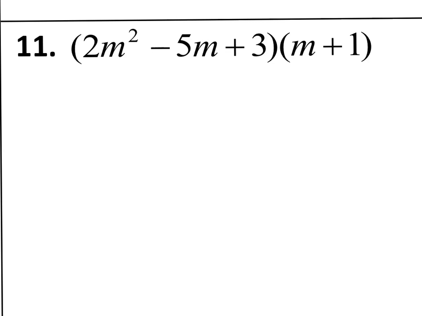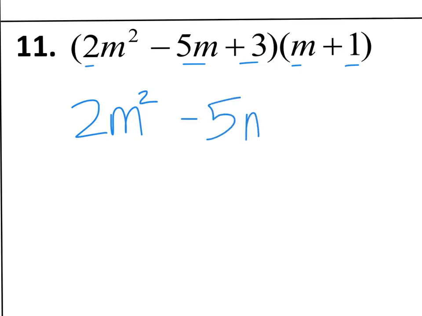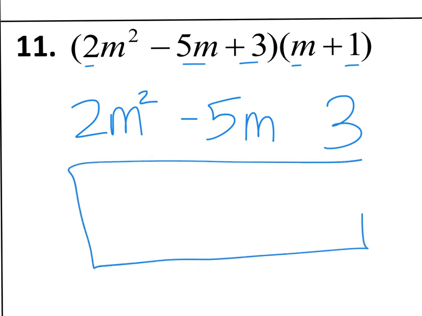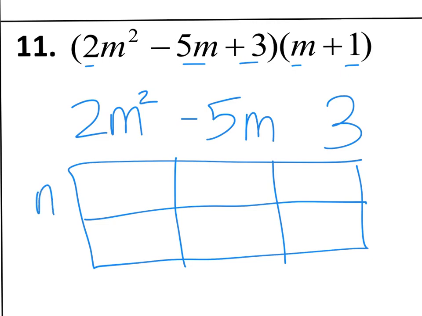Okay, so number 11 is a trinomial because it has 3 terms times a binomial because it has 2 terms. So we can set up a 2 by 3 box and use the box method. So 2m squared minus 5m and 3, times the m and the 1. So these two are going to go here.